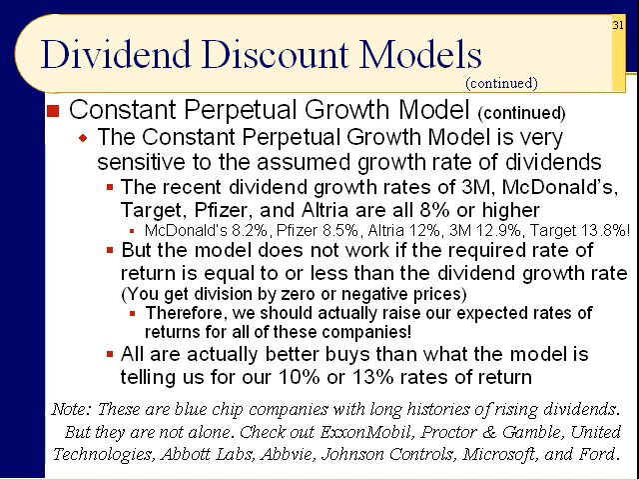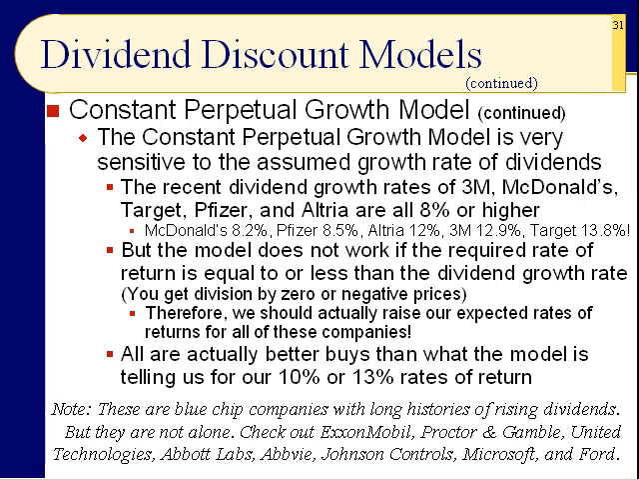Slide 31. The constant perpetual growth model is very sensitive to the assumed growth rate of dividends. The recent dividend growth rates of 3M, McDonald's, Target, Pfizer, and Altria are all 8% or better: McDonald's 8.2, Pfizer 8.5, Altria 12%, 3M 12.9, and Target 13.8%. But the model does not work if the required rate of return is equal to or less than the dividend growth rate. You get division by zero or negative prices. I mean, that doesn't make any sense.